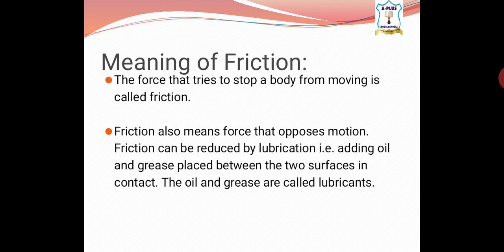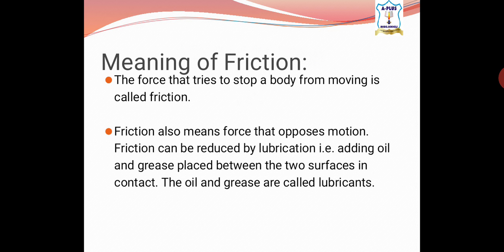For example, if a car is moving, when you apply the brake to the car and the car stops, what happened between the car, the brake, and the tar road is called friction. So friction is the force that tries to stop a body from moving. If there is no friction, that means when you set a body into motion, you will not be able to stop that body from moving. So what helps us in stopping a body from moving is called friction.